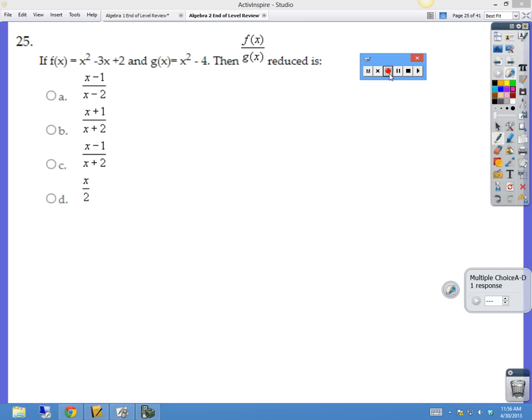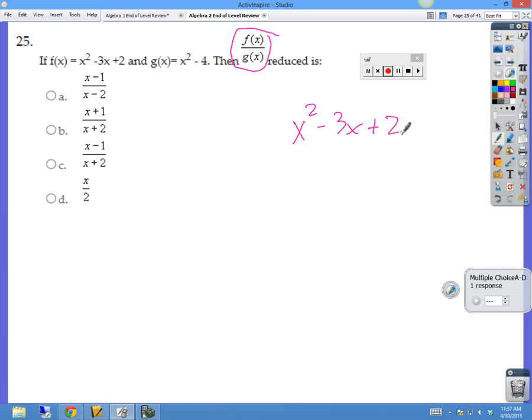Okay, so the two skills that if we could have you be pro at the end of the year would be quadratics and factoring. So here's what they want you to do. They want you to take f of x, which is x squared minus 3x plus 2, and divide by g of x, which is x squared minus 4. So your factoring skills make this super fun.